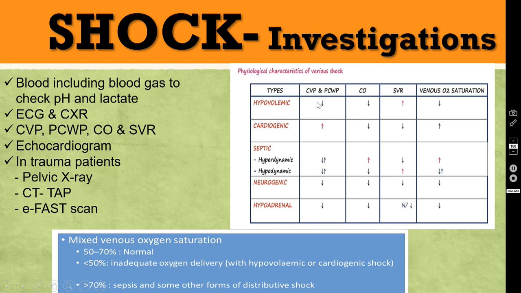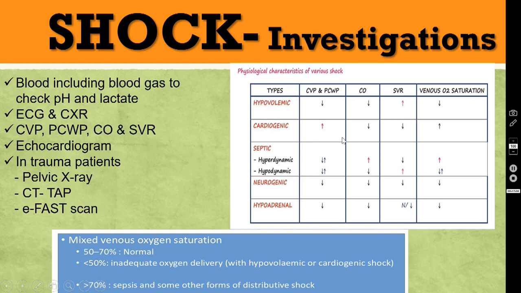See, in hypovolemic shock, the CVP and pulmonary capillary wedge pressure will be decreased. Naturally, the cardiac output is decreased, but the systemic vascular resistance will be increased. The venous oxygen saturation, as I told you already, will be less than 50%, so that also decreases. In cardiogenic shock, what are the parameters? You can just pause the video and go through this, so that if you measure all these things, you can exactly pinpoint what sort of shock we are dealing with.